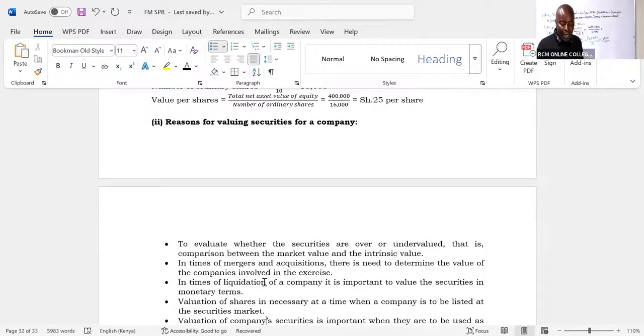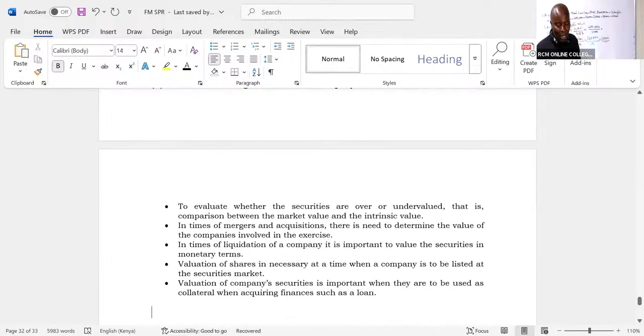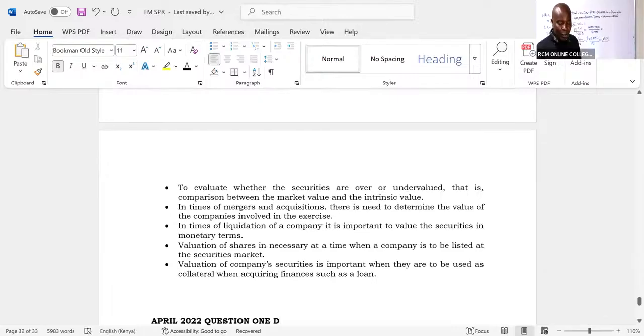We also value shares when we want to go public, when we want to have our company listed at the stock exchange. Valuation of companies' securities is important when they are to be used as collateral. Ladies and gentlemen, I want to believe I've given you the basics that you needed to be able to now value this organization.